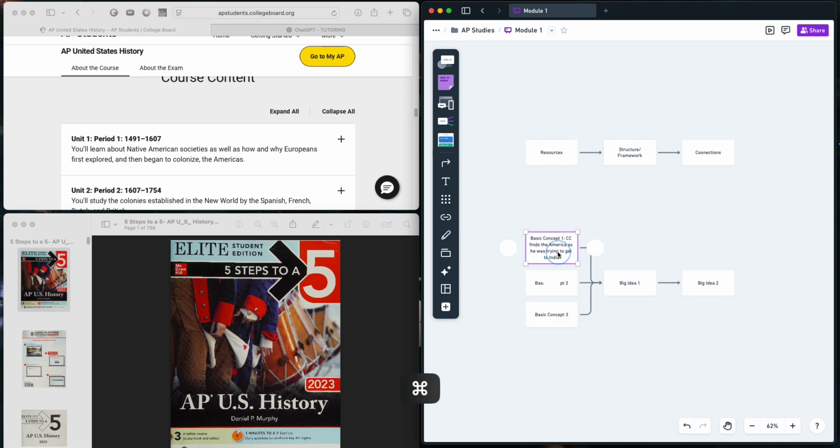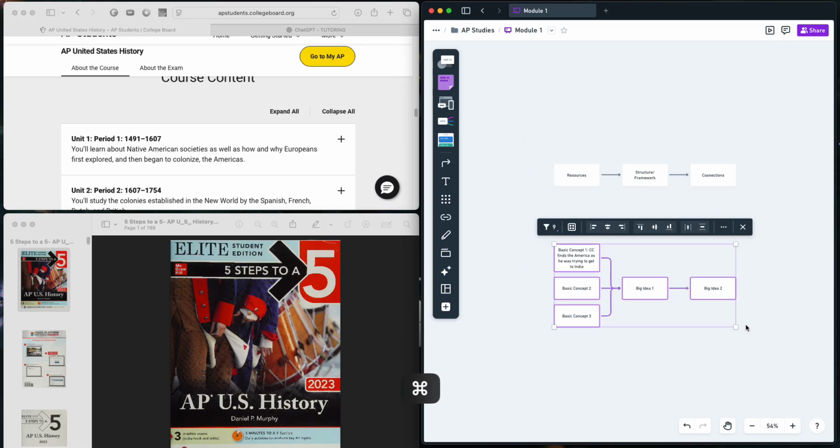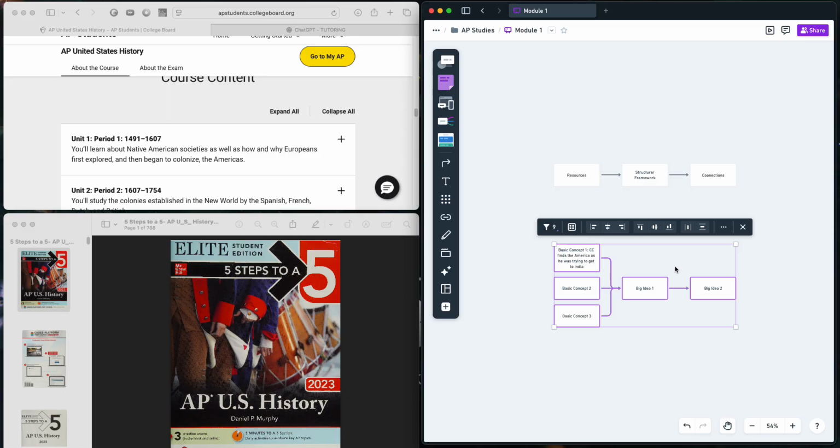We want to focus on the concept and be able to derive in our heads, can I go from this concept to these facts? And then can I go from this concept, bring in other concepts, and get to the big idea? That's how we want to really study for AP US history. What I'm going to do now is showcase how this works with a chapter.